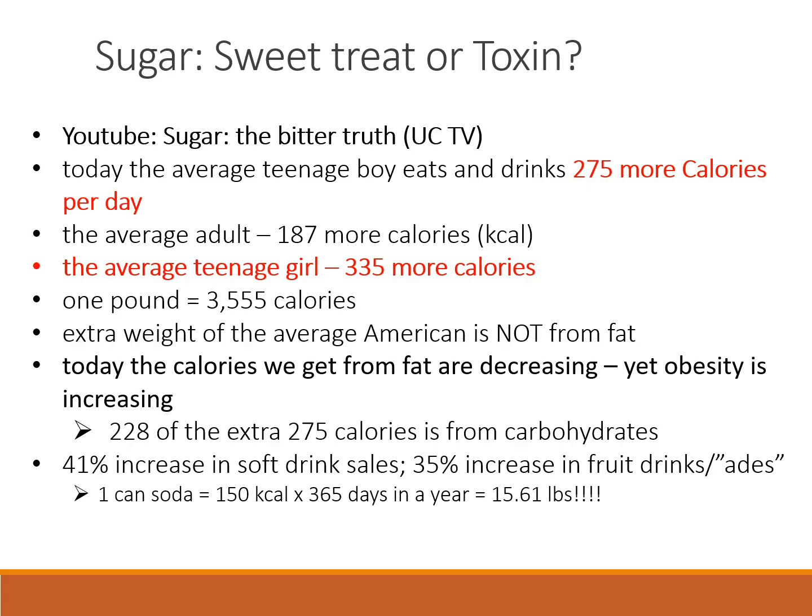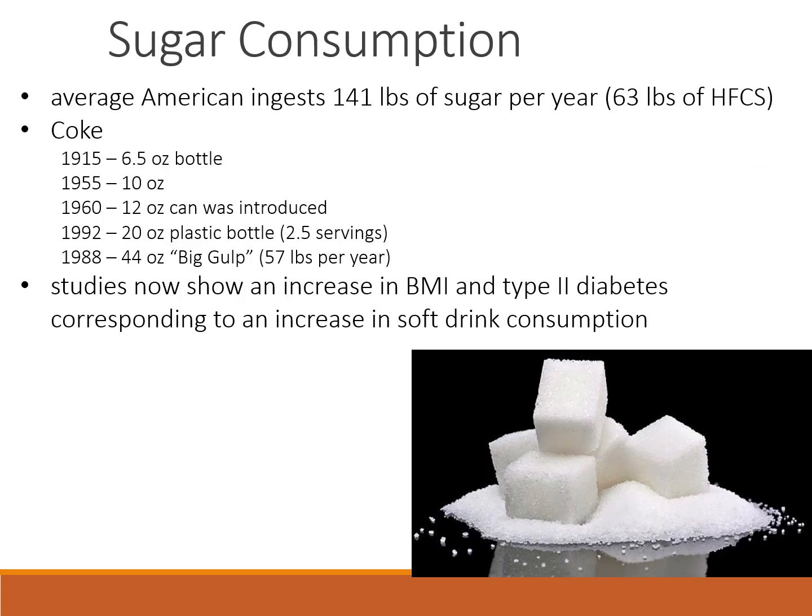Do you realize that 1 can of Coca-Cola has 150 kilocalories? If you drink one of those a day, you can gain 15.61 pounds a year, all because of the sugar content, which isn't sucrose anymore, it's high fructose corn syrup. I'm not sure if this is right, but from this YouTube video, I learned that the average American ingests 141 pounds of sugar every year, and 63 of that comes from high fructose corn syrup.